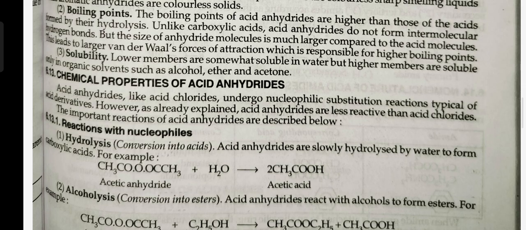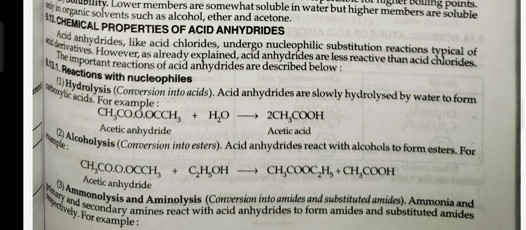Second, alcoholysis, conversion into ester. Acid anhydride reacts with alcohol to form ester. For example, acetic anhydride plus methanol gives methyl ethanoate plus ethanoic acid. Third, ammonolysis and aminolysis, conversion into amides and substituted amides.